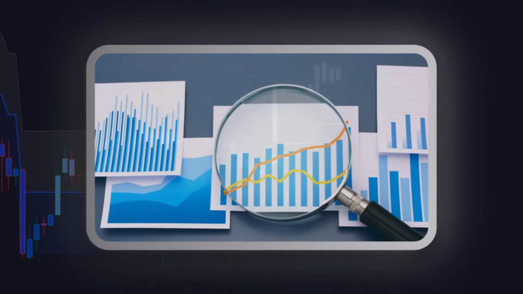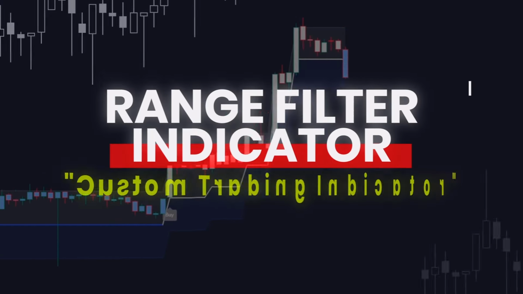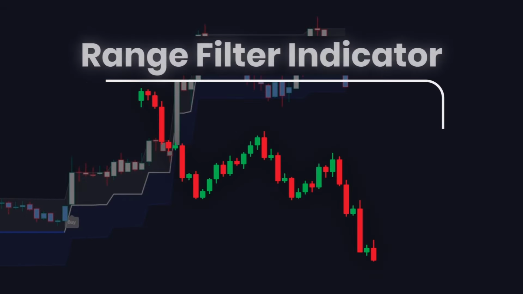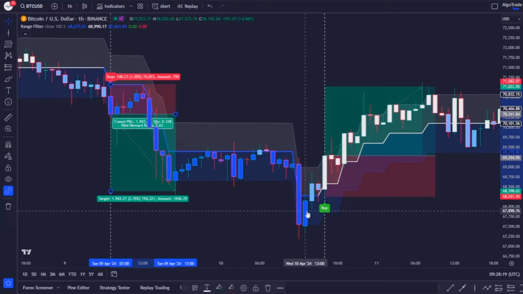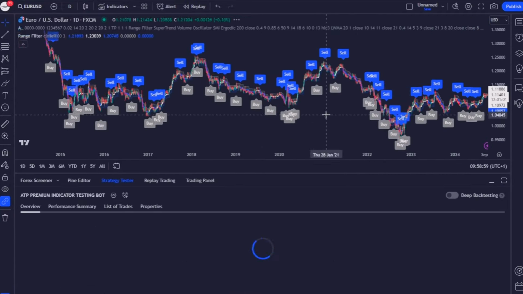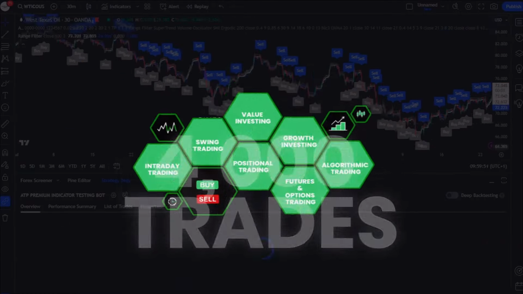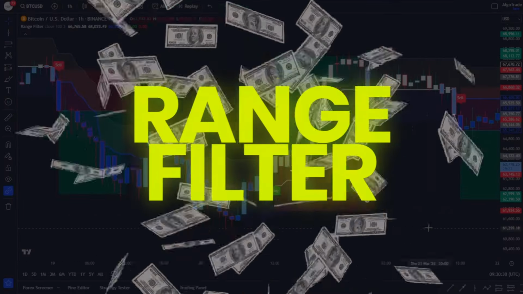Today we'll analyze the range filter indicator, a custom trading indicator that displays accurate buy and sell signals on your chart. I will show you the best way to use it and also test it across 4,000 trades and different markets to uncover its true profitability.